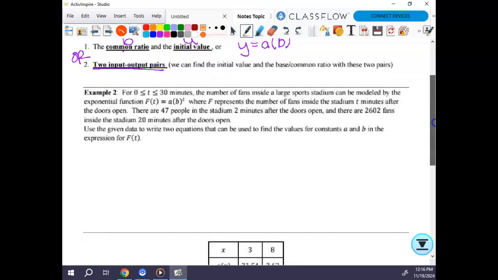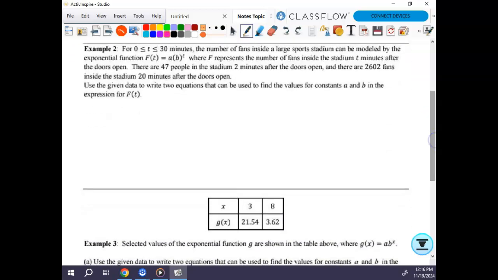It says, for t being between 0 and 30 minutes, the number of fans inside a large sports stadium can be modeled by this exponential function. So here's the good thing about function modeling, is that they always give you the generic little equation that you need so you know what your goal is.